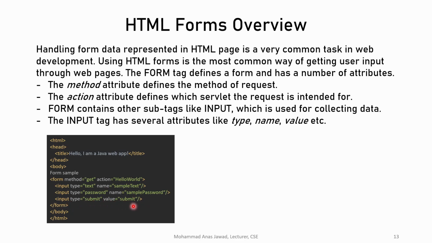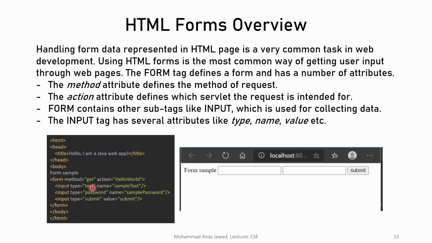Okay, so if we were to compile this HTML document in a web browser, it would look something like this. So we have our form sample text here. Next, we have our sample text field here. Next, we have our password field here. And finally, we have our submit button here.